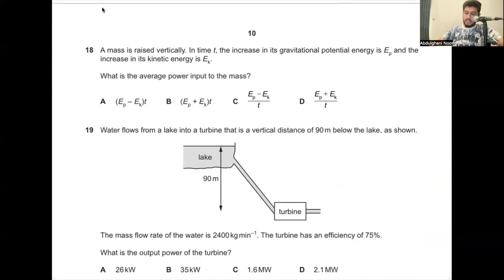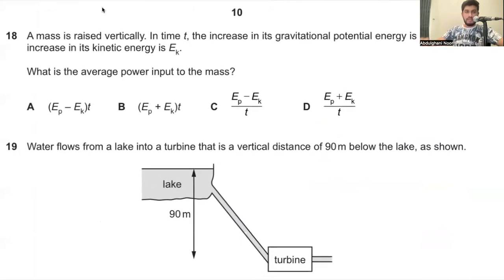Moving on to question 18. A mass is raised vertically in a time t. The increase in gravitational potential energy is EP and the increase in kinetic energy is EK. What is the average power input to the mass? So the total increase in energy of the mass is EP plus EK.